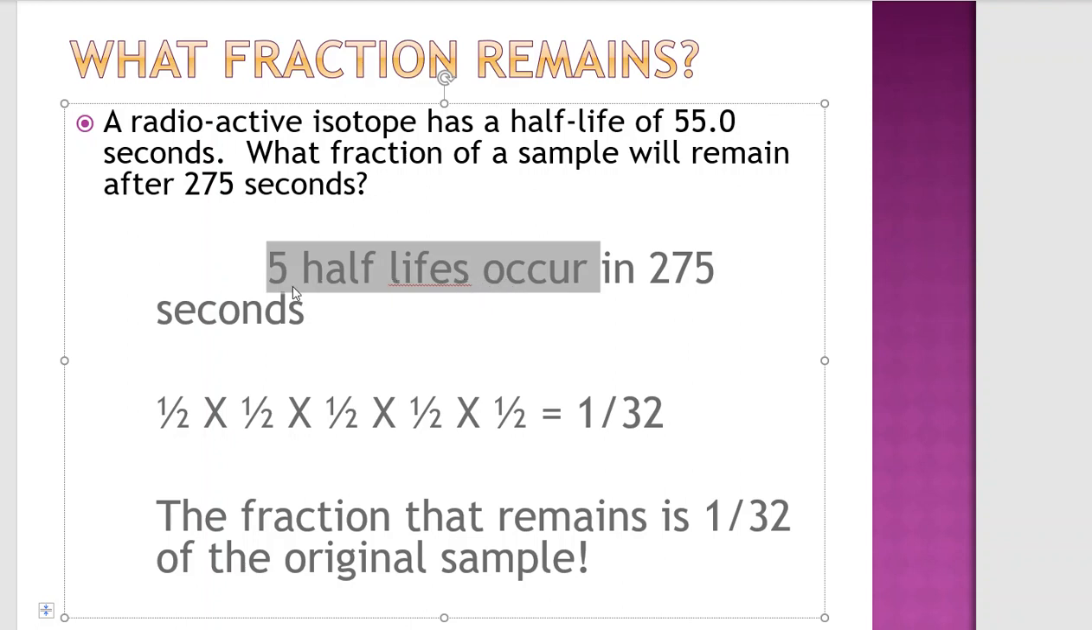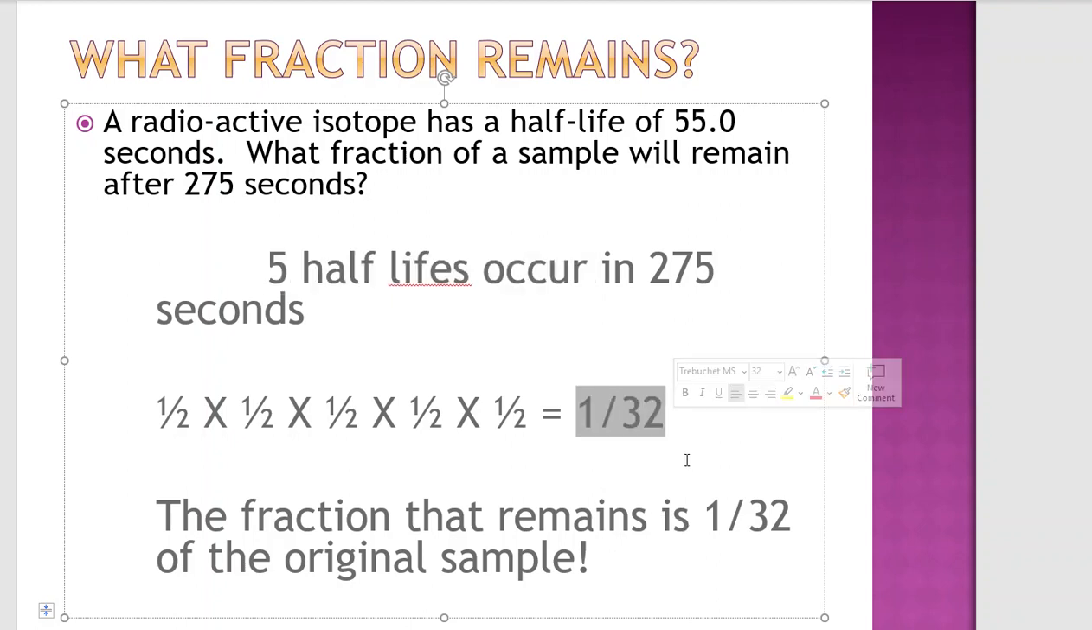Another way to say that is it gets multiplied by 1/2, 5 times. Well, that's 1/2 raised to the 5th power. 1/2 times 1/2 times 1/2 times 1/2 times 1/2 is 1/32. So that's the fraction that's going to remain. The fraction that remains after 5 half-lives would be 1/32. Okay?